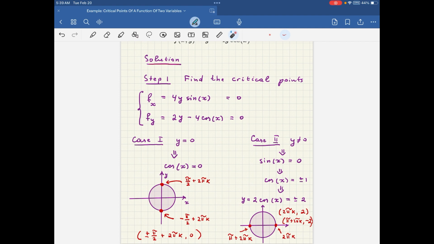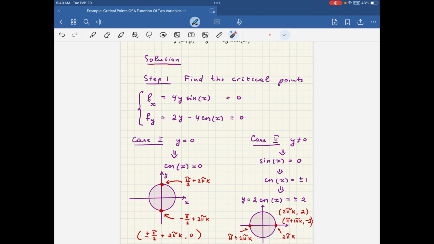If sine x equals 0, then of course cosine x is either positive or negative 1. And if we solve for y in the second equation, then we find that y equals 2 cosine x. And depending on whether cosine x is positive or negative 1, we obtain that y equals positive or negative 2.